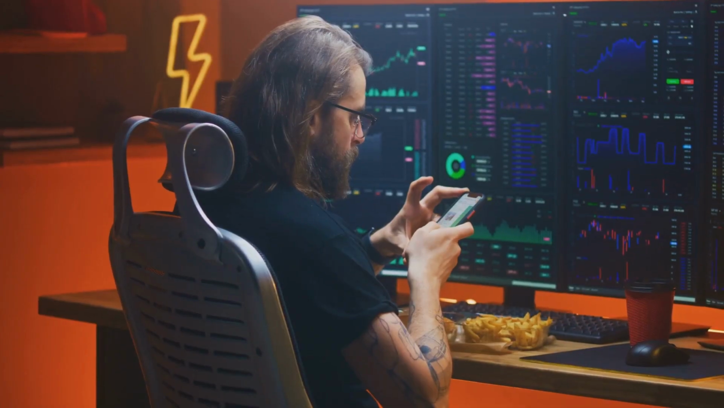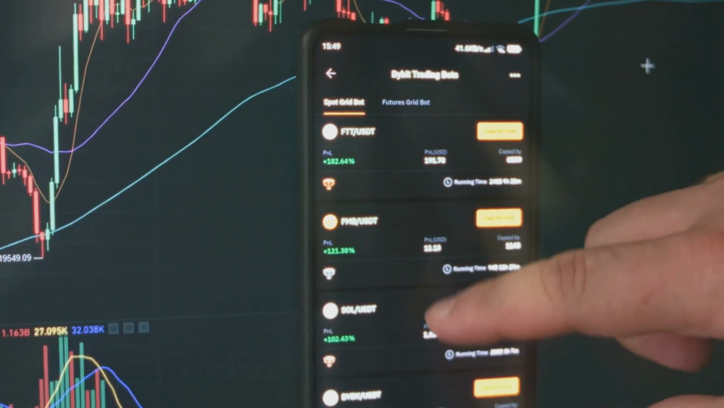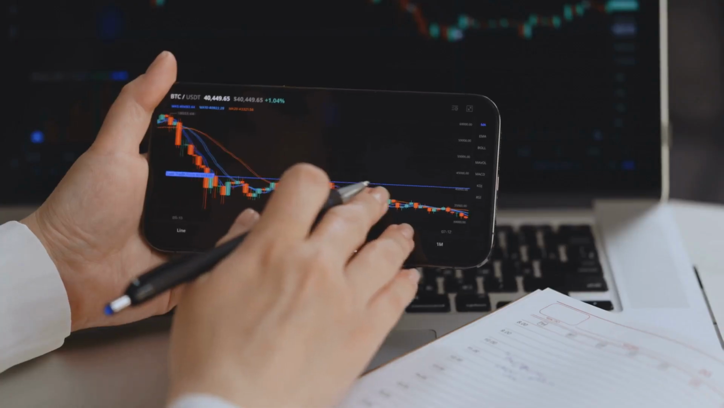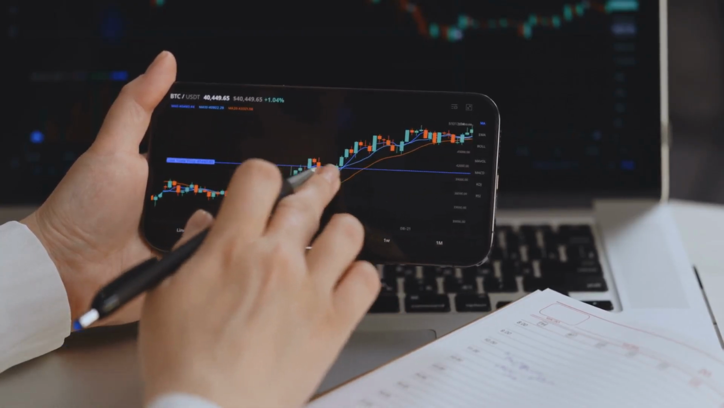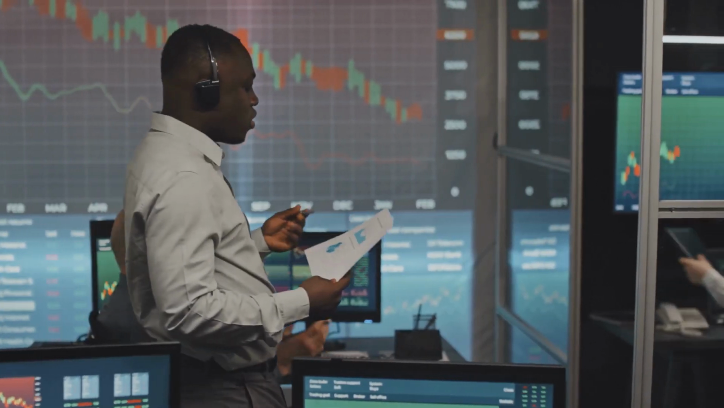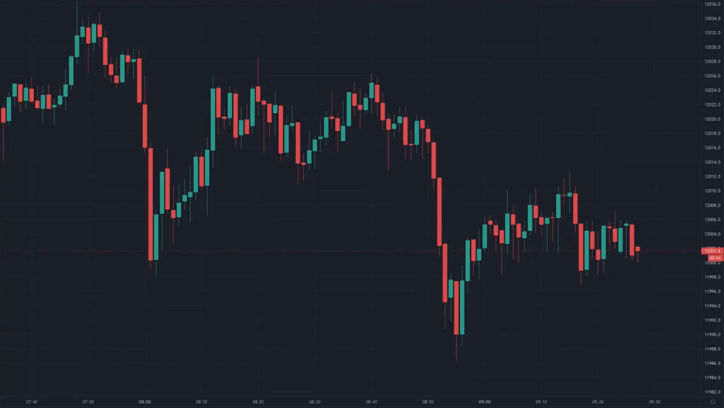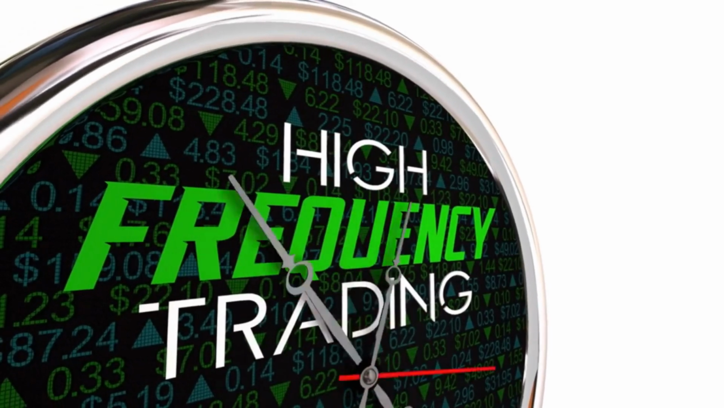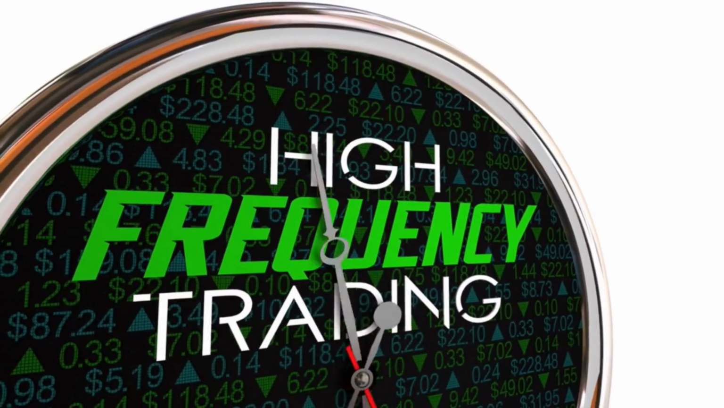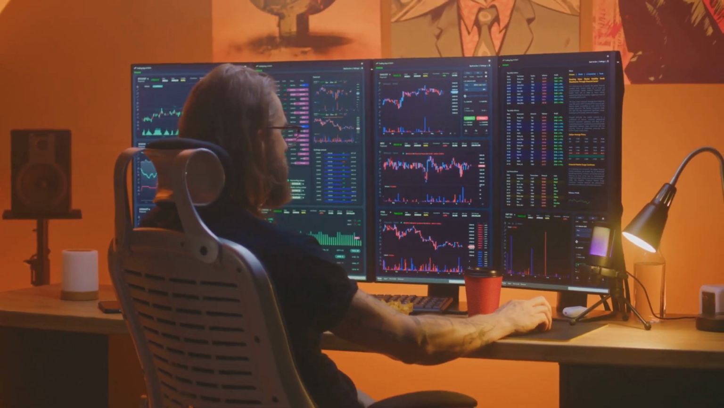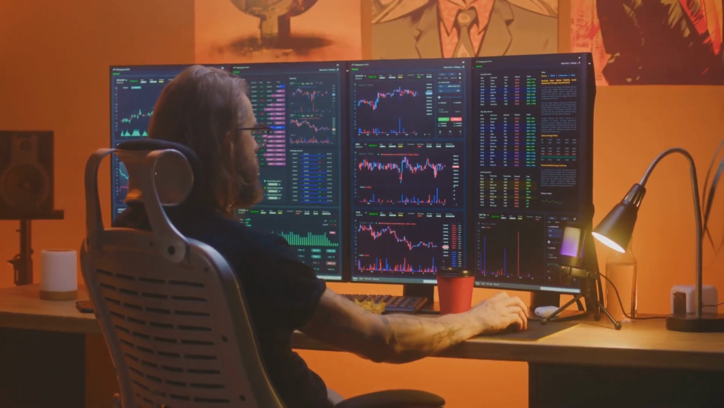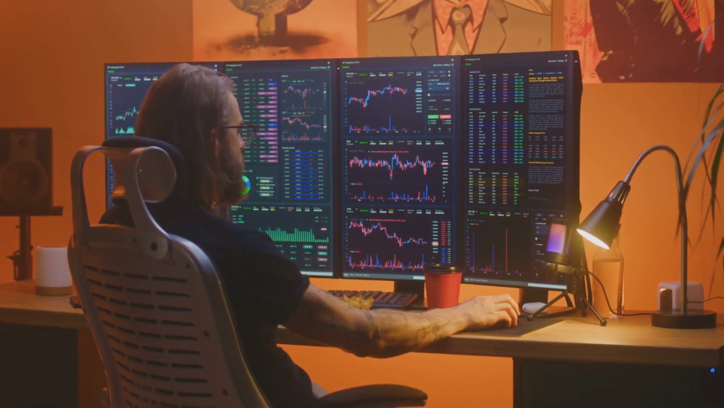Think of it like planning a road trip. Your long-term map sets the direction, but you need short-term details to navigate each turn. Use the long-term chart for direction, the medium-term for setups, and the short-term for precise entries and exits. This systematic approach filters out noise and focuses you on the highest quality trades.